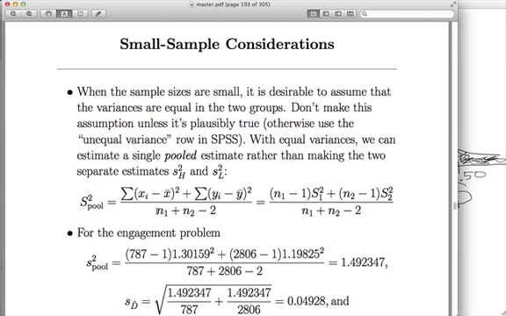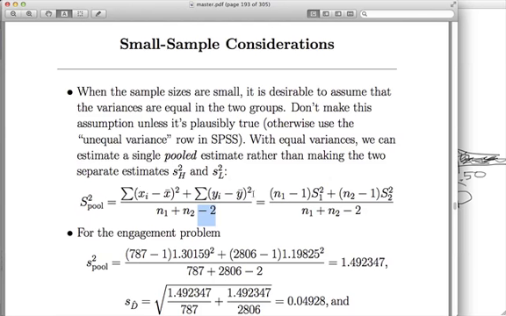Now what we're going to do is divide that by the sample size minus 2, since we've got two means now. So this is going to be kind of an overall average squared deviation from the mean.